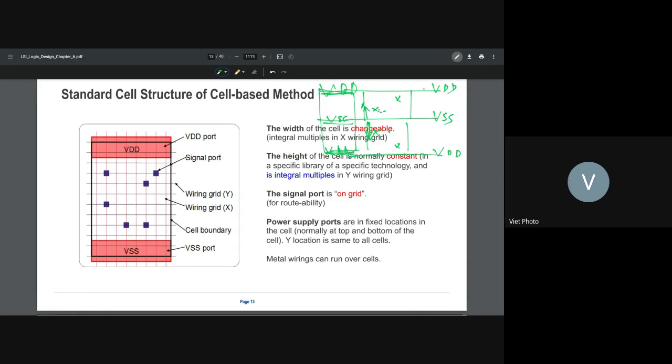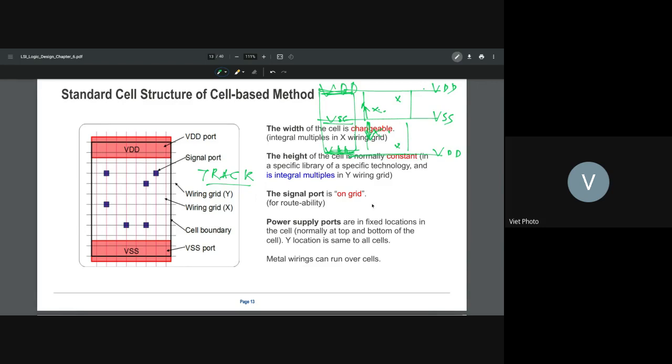So to make it easier, they put the signal port on the track, which they call the wiring grid, or the track. All right, so with that, yeah, that's why I call it on grid.